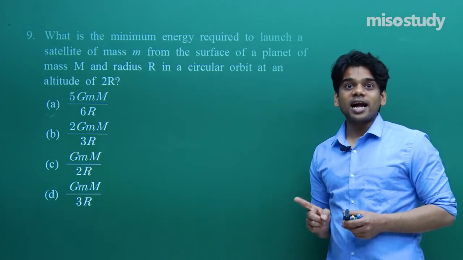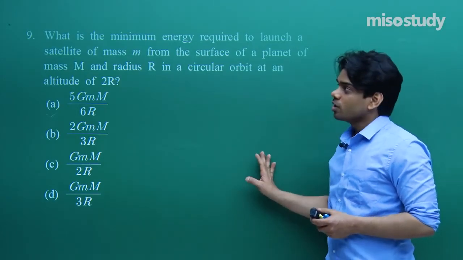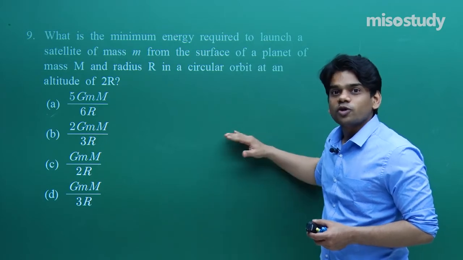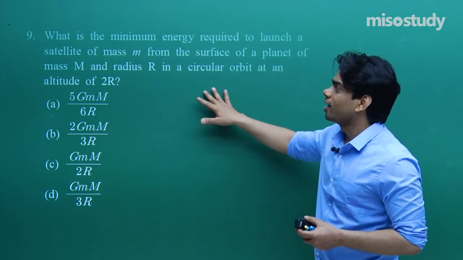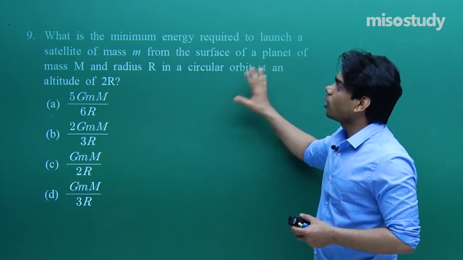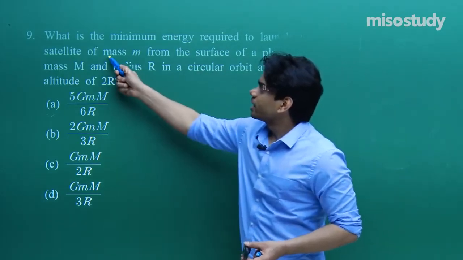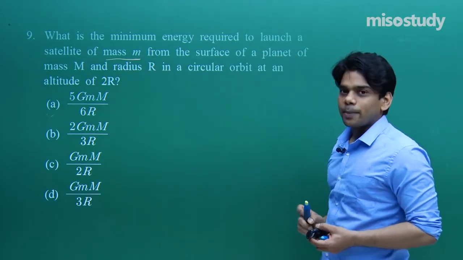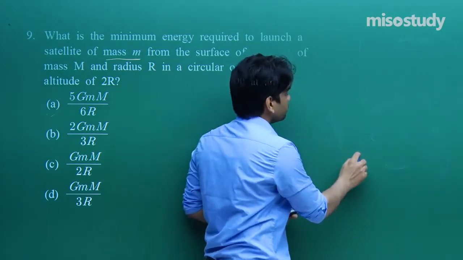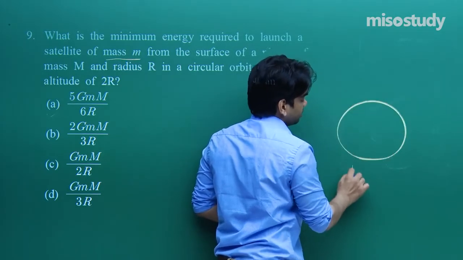Once again, I am repeating the question so that you may understand and clarify the statement of this question. First of all, the satellite is on the surface of the planet. You have to launch it and the altitude should be 2R. What is the minimum energy required to launch a satellite of mass m from the surface of a planet of mass capital M? Now you see the initial scenario. This is the planet.